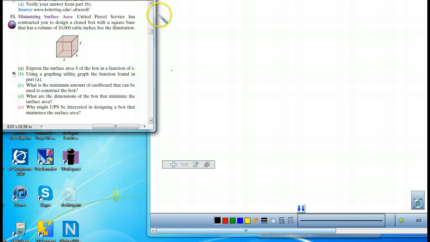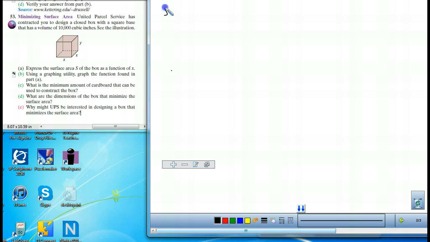Okay, I'm going to get you started on your problem number 52, minimizing surface area. This one's shown as 53, but this is your problem number 52. It says that UPS has contracted you to design a closed box with a square base that has a volume of 10,000 cubic inches. Express the surface area of the box as a function of x.